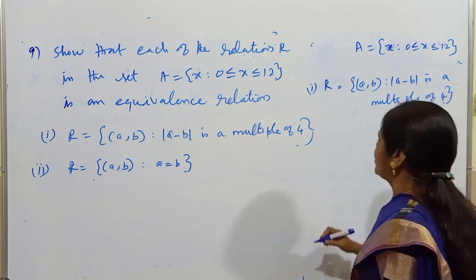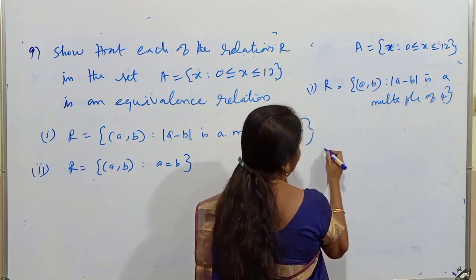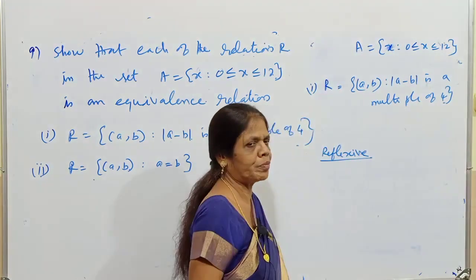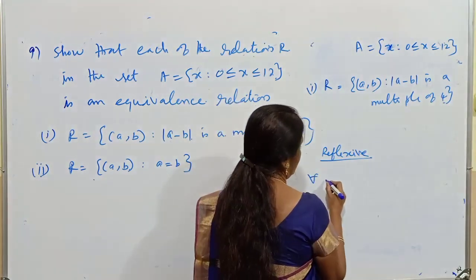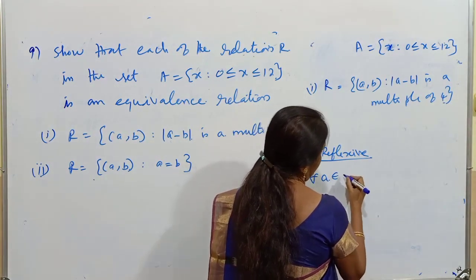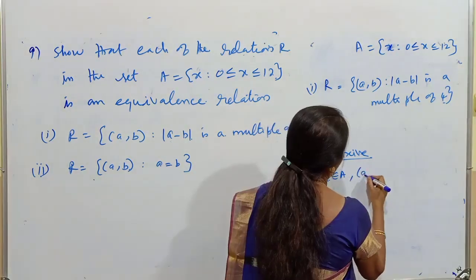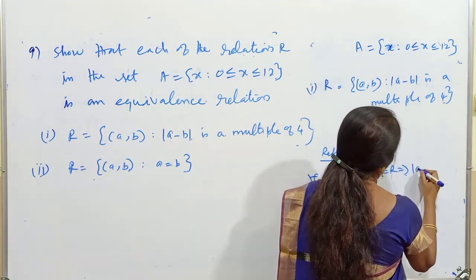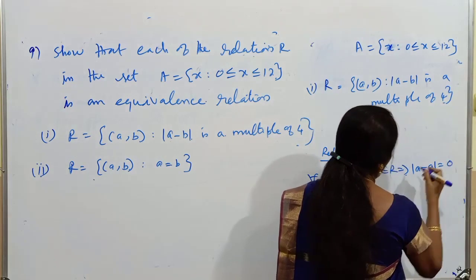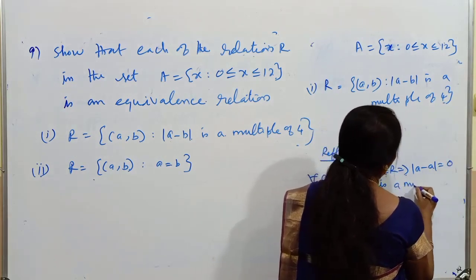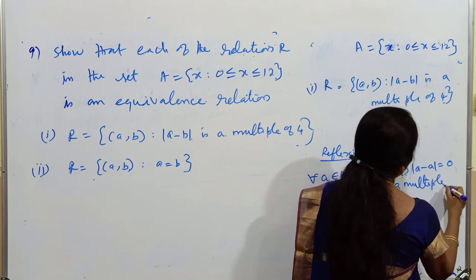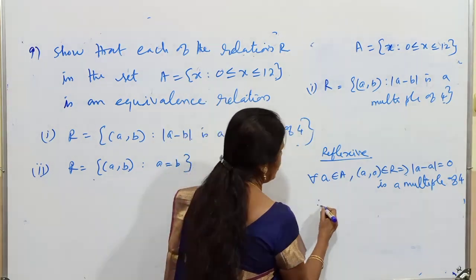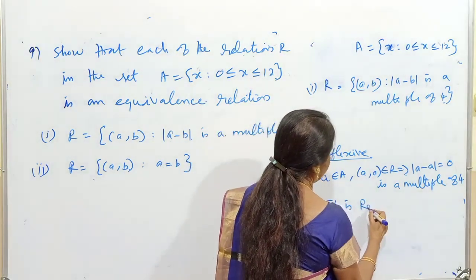So now we have to be very careful. Now all of you know how to prove this. Again this is an important sum, reflexive. For all A belongs to the set A, A comma A belongs to R implies modulus of A minus A equal to 0. You know that 0 is a multiple of any number. 0 is a multiple of 4. Therefore, it is reflexive.